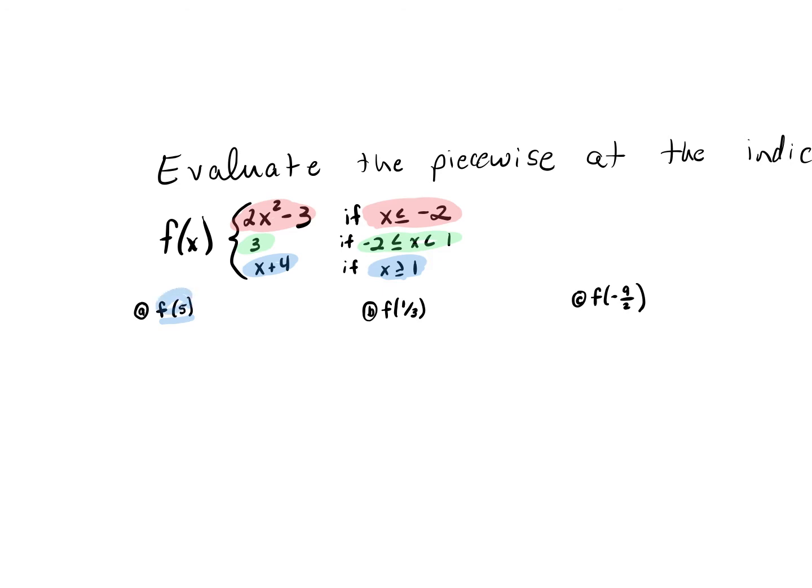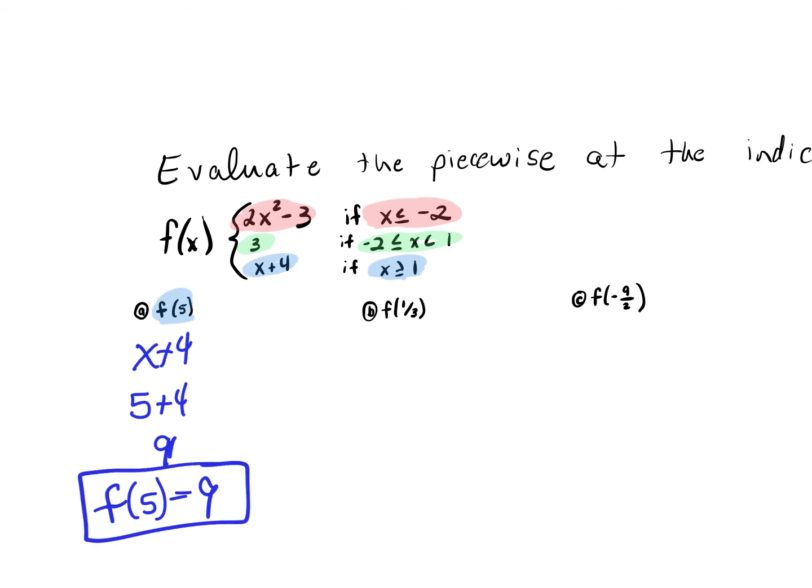5's greater than 1. So that means I'm going to use the function x plus 4. So to show me your work, you would write down, okay, I'm going to use the function x plus 4. So instead of x, I'm going to plug in a 5. So I say 5 plus 4. And what is 5 plus 4? 9. So you would answer the question and say f of 5. When I plug in 5, I get out 9. And there's your answer. That's it.